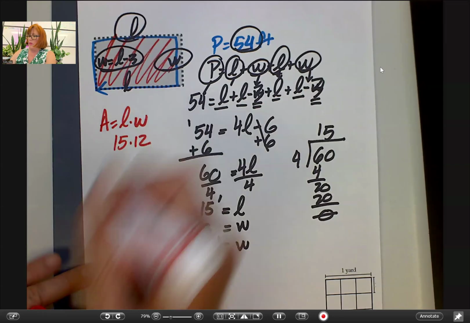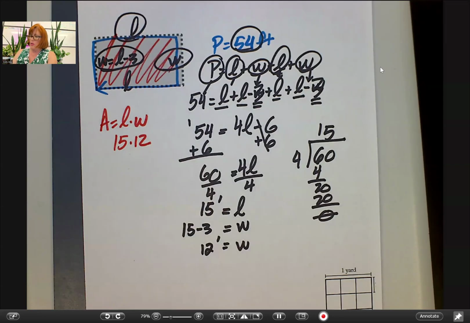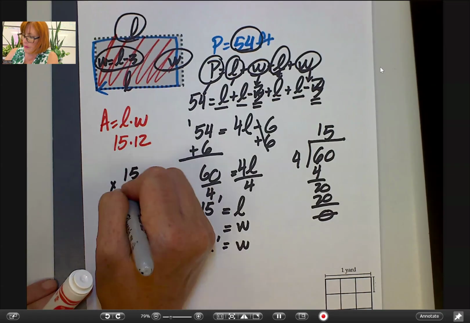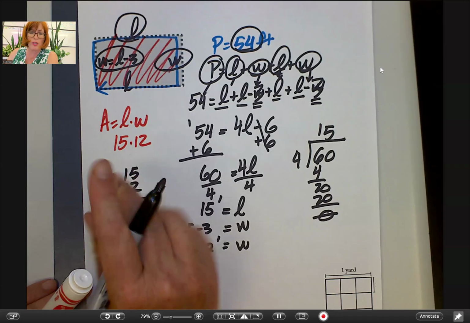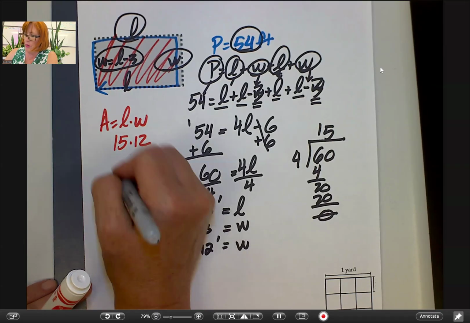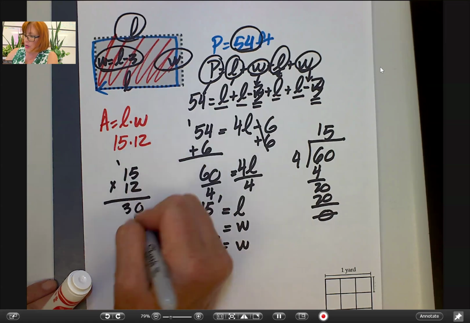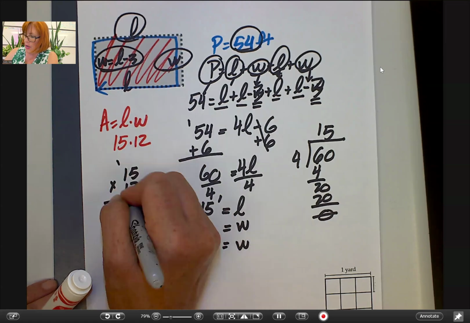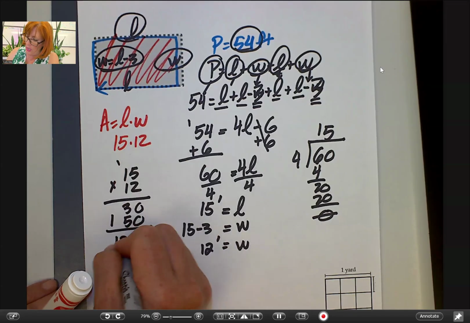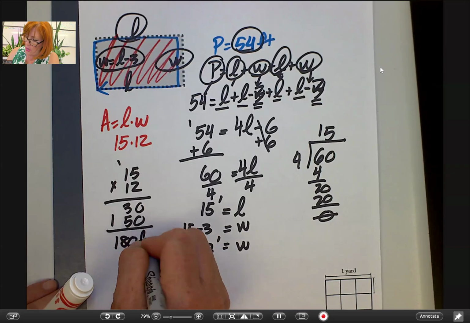15 times 12. Do it the old-fashioned way here. That's 10, carry the 1. That's 3, 5, and that's 1. We have 180 feet.